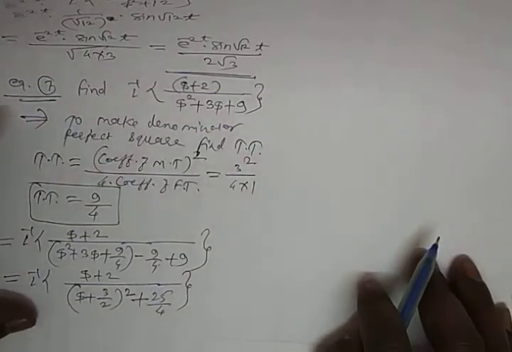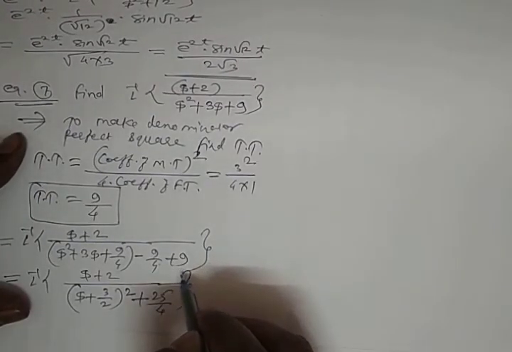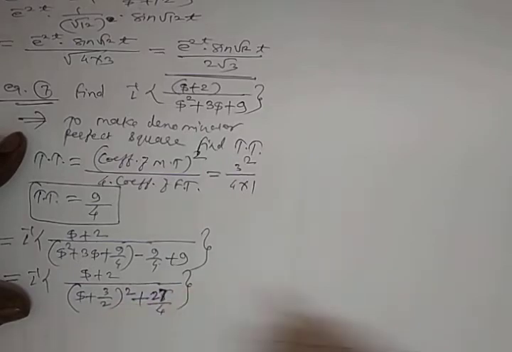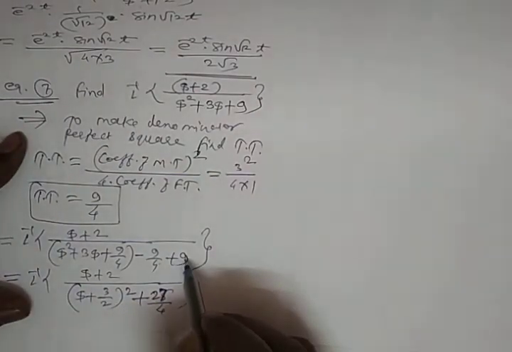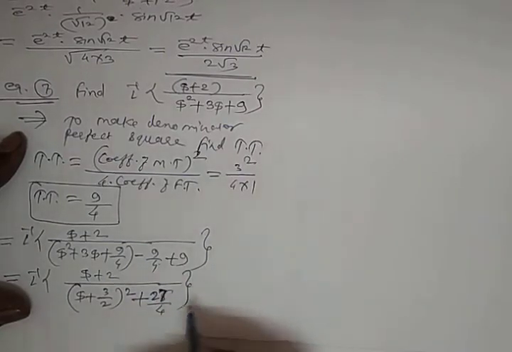36 minus 9 will be, what is that? I think this is wrong, this is 27. Okay, this will be 27, sorry. 9 4s are 36, 36 minus 9, that will be 27. 27 plus 9 is 36. Okay, good.